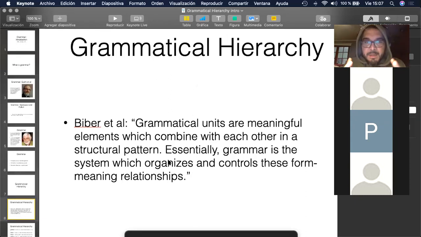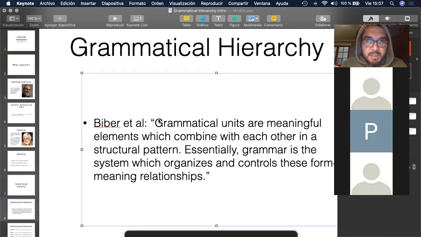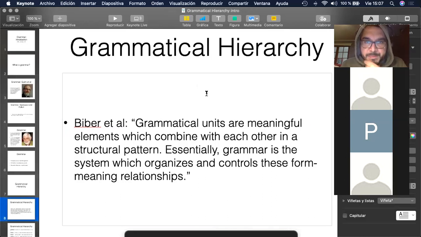So with that in mind, we have some concepts. The very first of them is the one called grammatical units. So grammar will have grammatical units, elements inside of grammar. Then these grammatical units will combine with each other in a structural pattern, therefore syntax. They are going to be combined in order to create the message. Therefore, essentially, grammar is the system which organizes and controls these four meaning relationships.